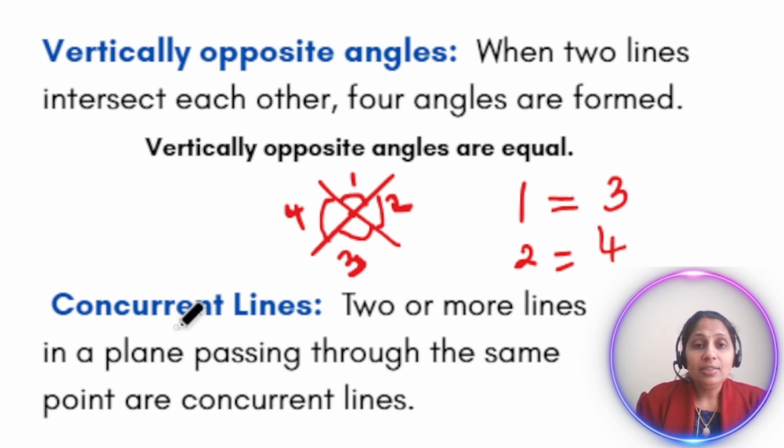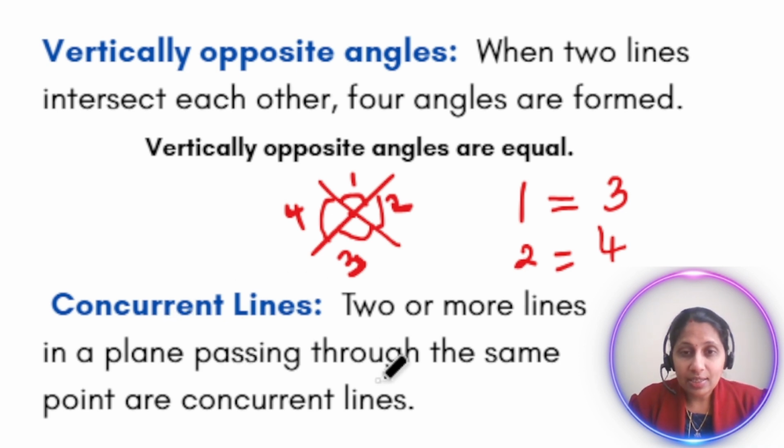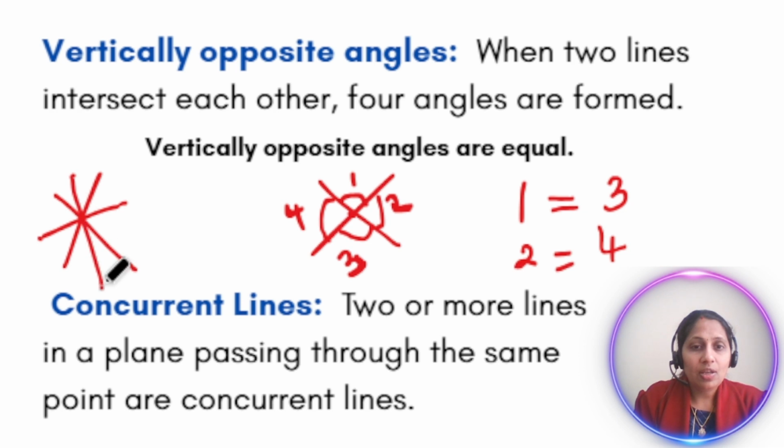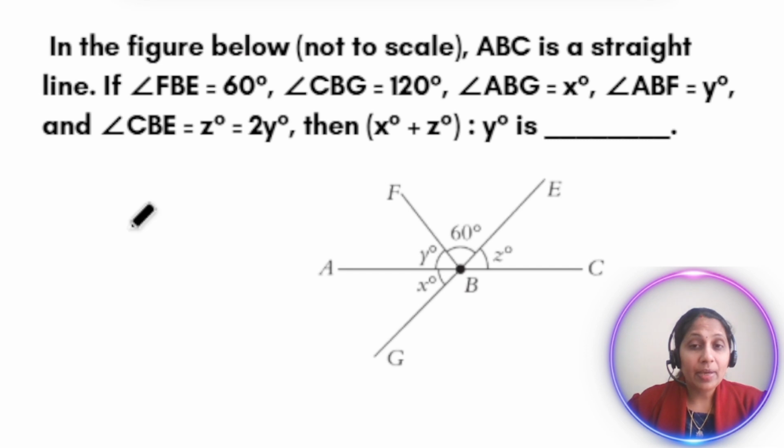Right? And the next thing is concurrent lines. What is meant by that? If two or more lines in the same plane are passing through the same point like this, all passing through the same point, then these are called concurrent lines. All these lines are called concurrent lines. Well, next we will go to the problem based on these angles.